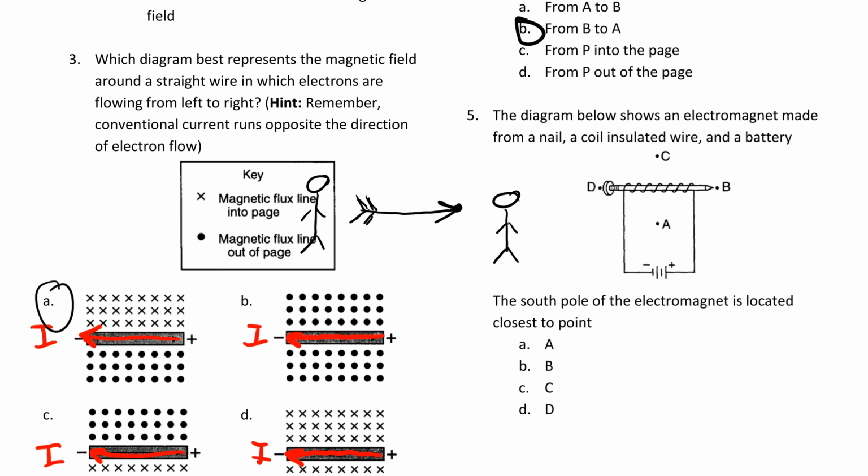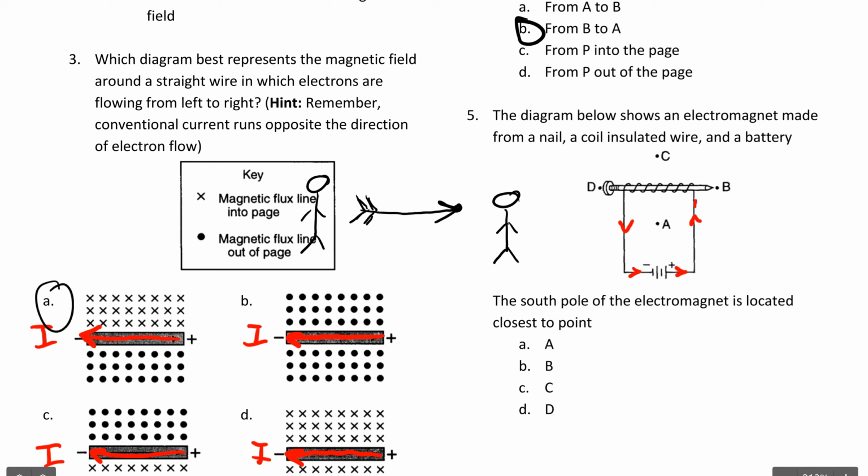So it's going to be D or B. Those are where the poles are. But where's the south pole? Okay. So the first thing is to identify the direction of the conventional current. So current flows out of positive and into negative. So we want our fingers to wrap in that direction.